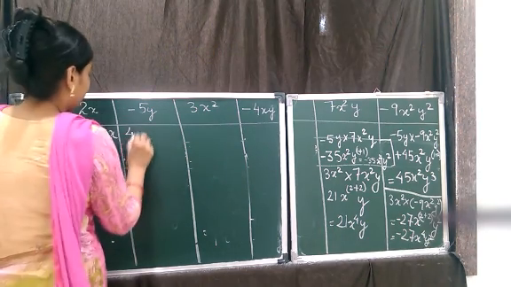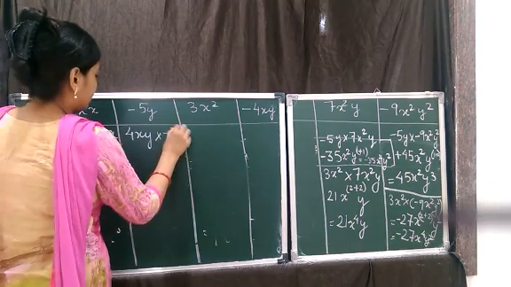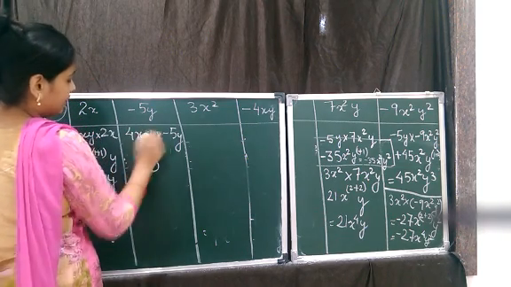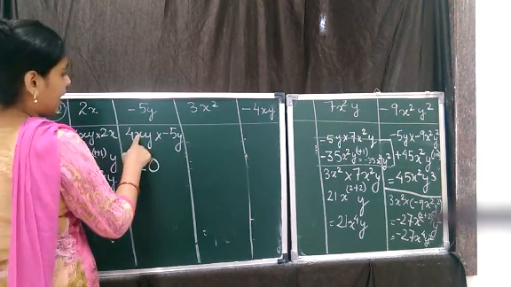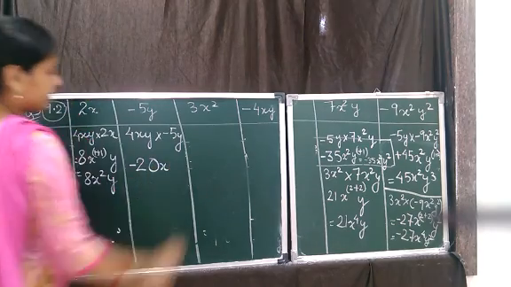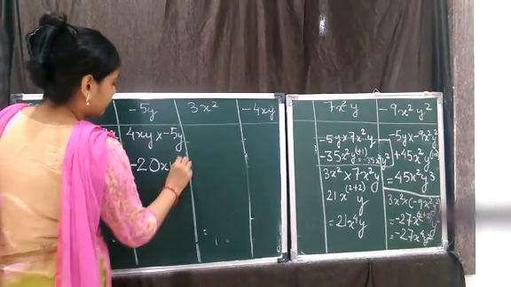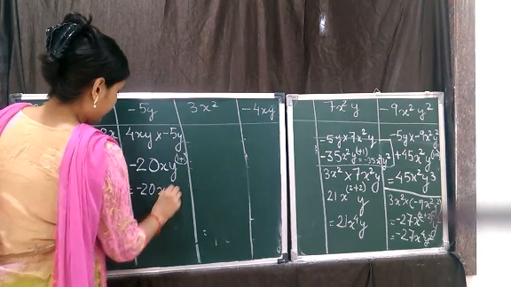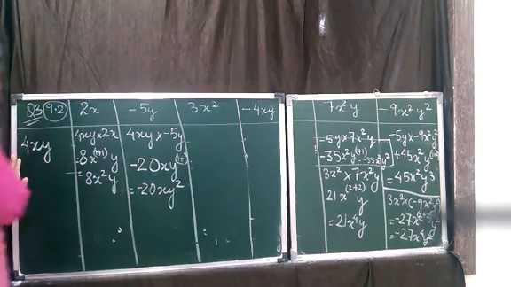Then 4xy into minus 5y. Now 4 5s are 20, plus minus. Okay. And x is not common, so x will be written as it is. Power of y will be added. So it will be minus 20 xy square.